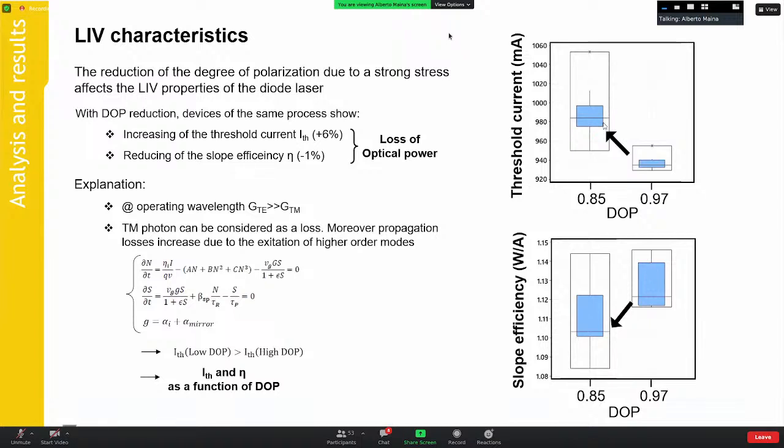A possible explanation of this behavior is that at operating wavelength, the TE gain is much higher than the TM gain, so TM photons can be considered as an internal loss. Moreover, as said before, TM lives on high order modes, which are affected by higher propagation losses. By a simple use of the stationary rate equations, combining the gain distribution with respect to carrier density and wavelength, we can demonstrate that the threshold current on low DOP devices is higher than on high DOP devices. So an analysis of the threshold current and the slope efficiency can be conducted as a function of the DOP.